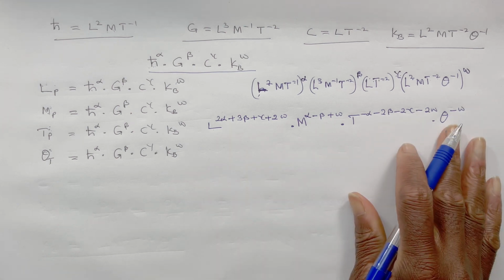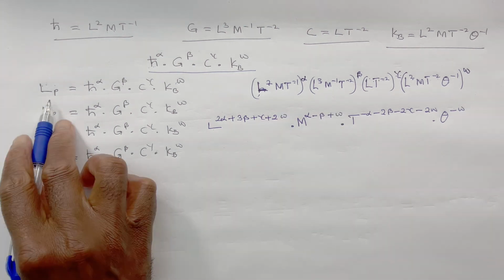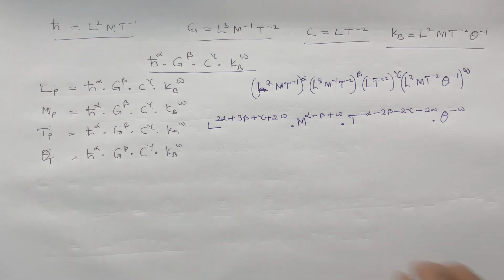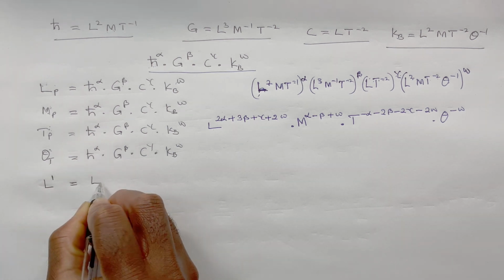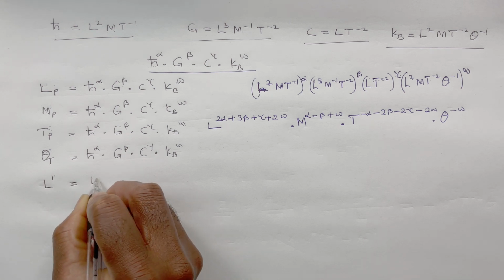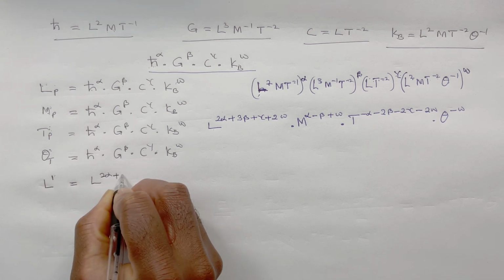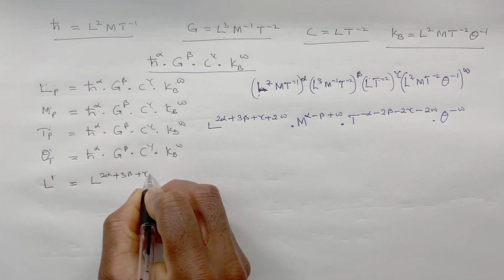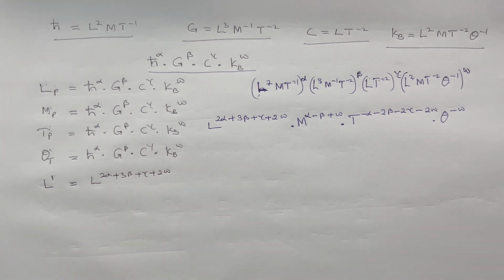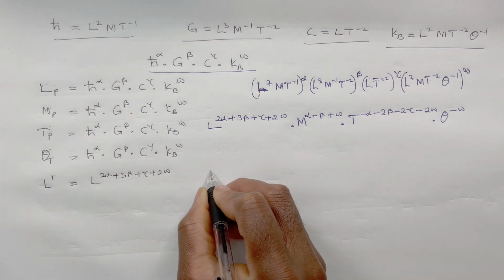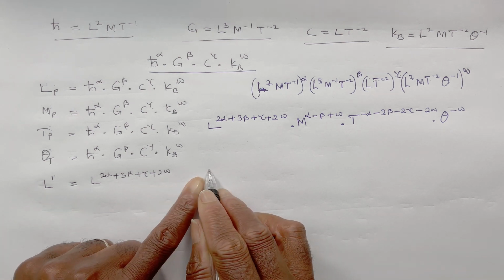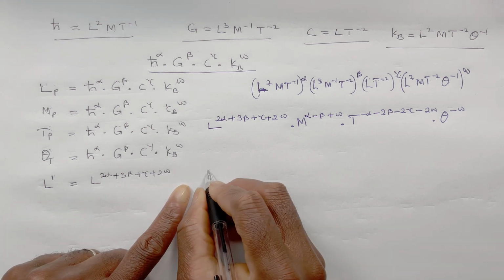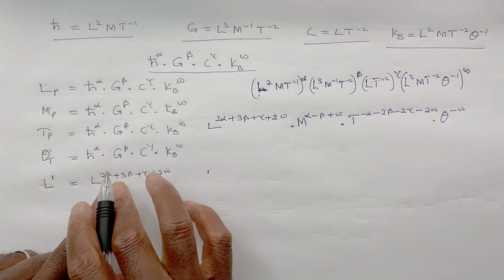So this is what I'm going to use. I'm going to equate for the length. I'll pick the length to power 1, which is equal to L to the power 2 alpha plus 3 beta plus gamma plus 2 omega. And for M, because I'm looking at length, M will be 0 in terms of the power. Because I'm only considering the length, the rest will be 0.